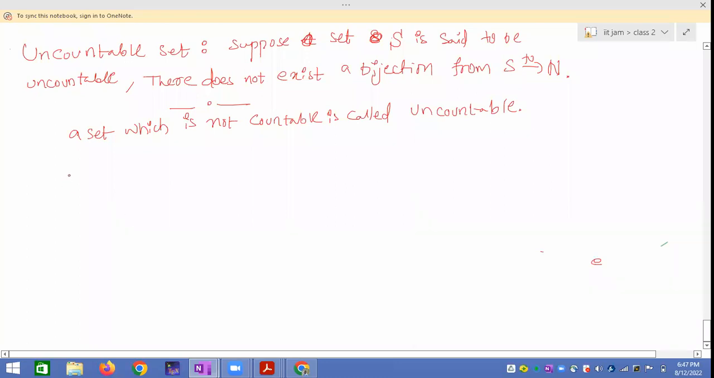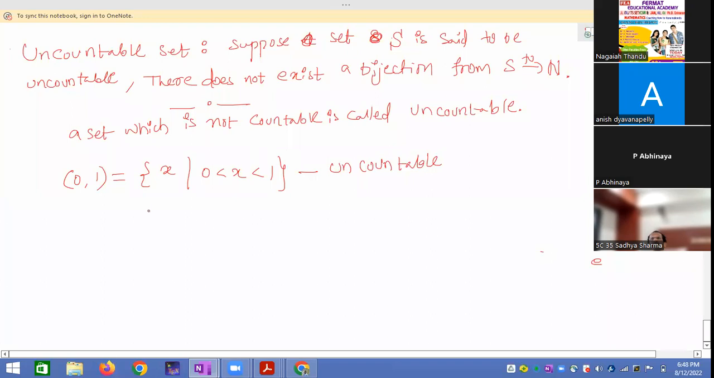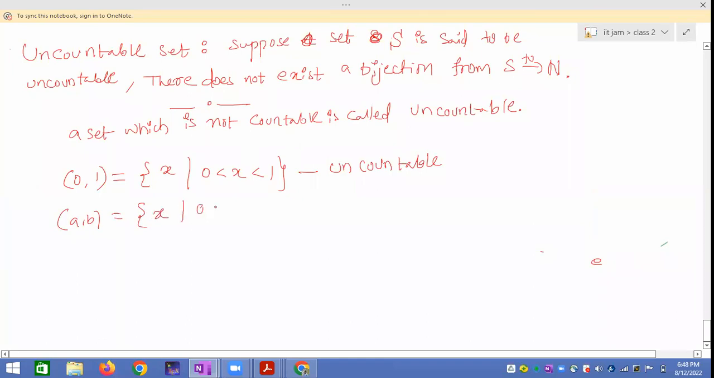I will give examples of uncountable sets. You can take open intervals. What is the meaning of the open interval (0,1)? The set of all x such that 0 is less than x is less than 1. Any such interval is uncountable. Not only this, all intervals a less than x less than b are uncountable sets. Closed intervals also: [a,b], meaning a is less than or equal to x is less than or equal to b, is uncountable.